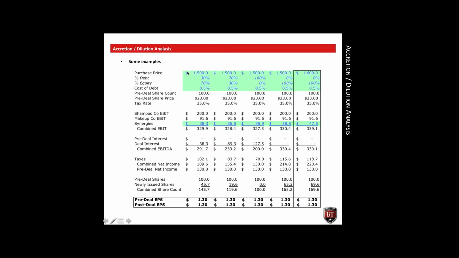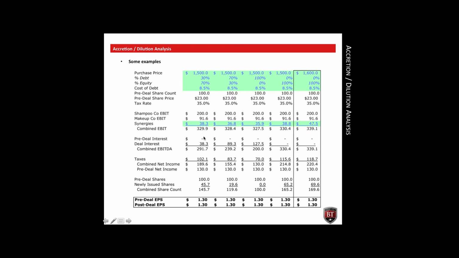So here you have some numbers based on our fictional Makeup Co., and you can see it's being acquired by Shampoo Co. Let's just follow down one column. We have a purchase price of $1.5 billion being paid for with 30% debt, 70% equity. The cost of debt is going to be 8.5%. Shampoo Co. has 100 million shares outstanding. Its shares trade at $23 a share and it has a tax rate of 35%. So we can see we have Shampoo Co.'s EBIT. We're going to add Makeup Co.'s EBIT and some synergies.